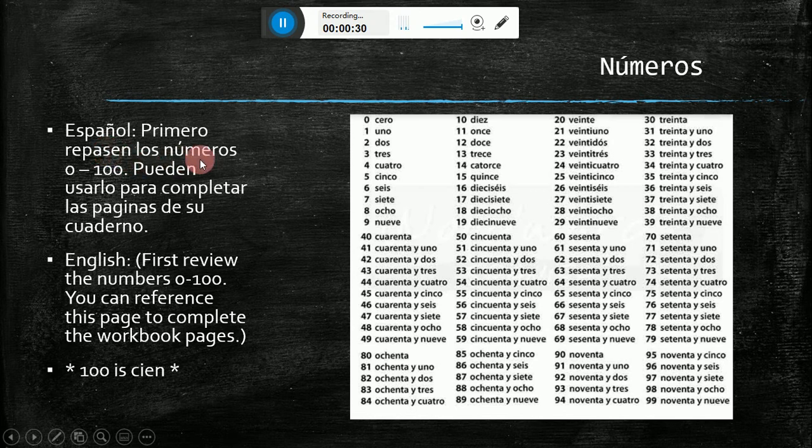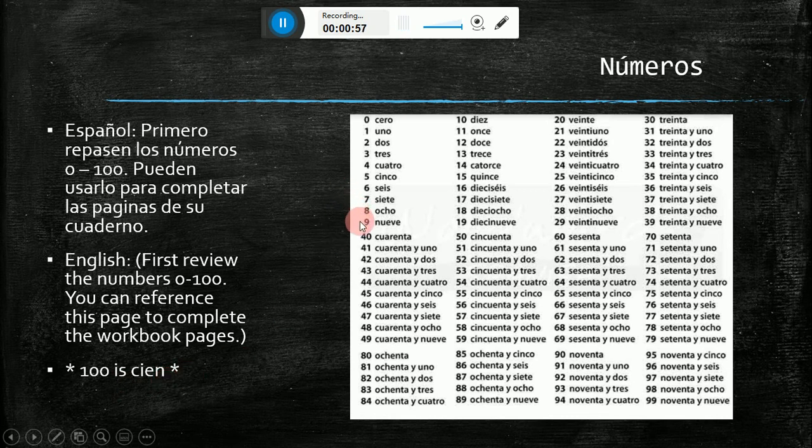Primero repasen los números 0 al 100. Pueden usarlo para completar las páginas de su cuaderno. So that means first review the numbers 0 to 100, and then you can reference this page to complete the workbook pages. So you see that my chart here ends at 99. So I included 100 over here, which is 100.